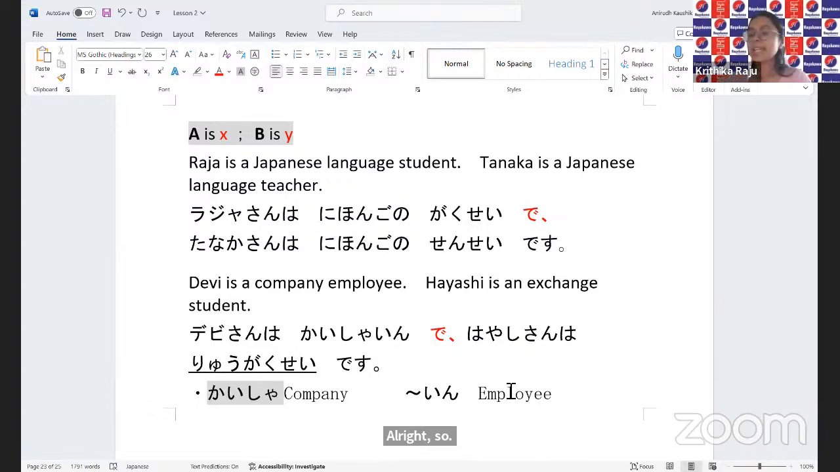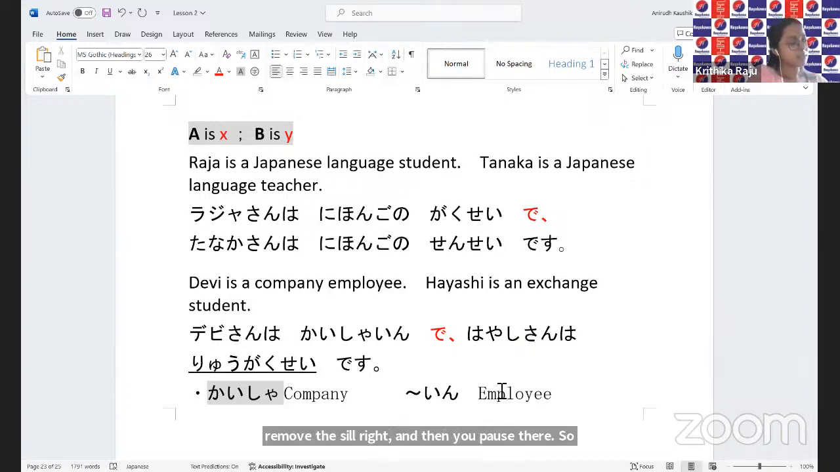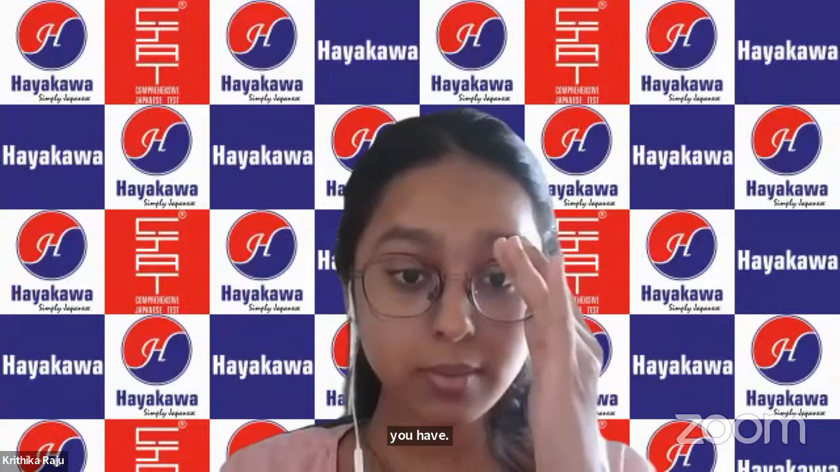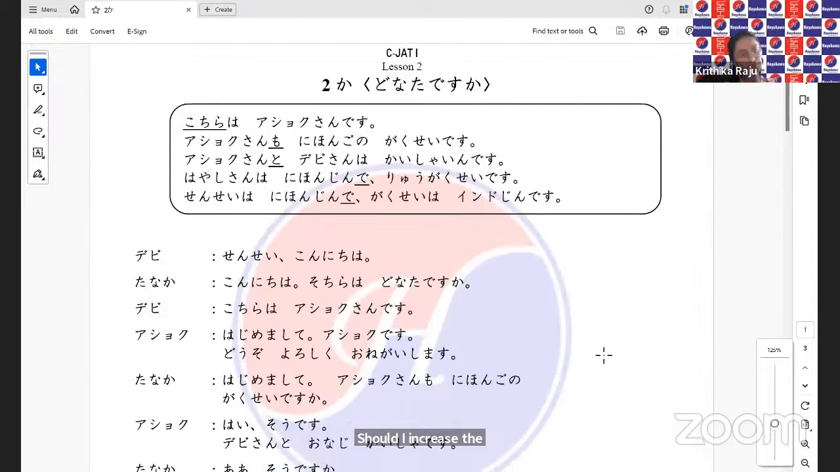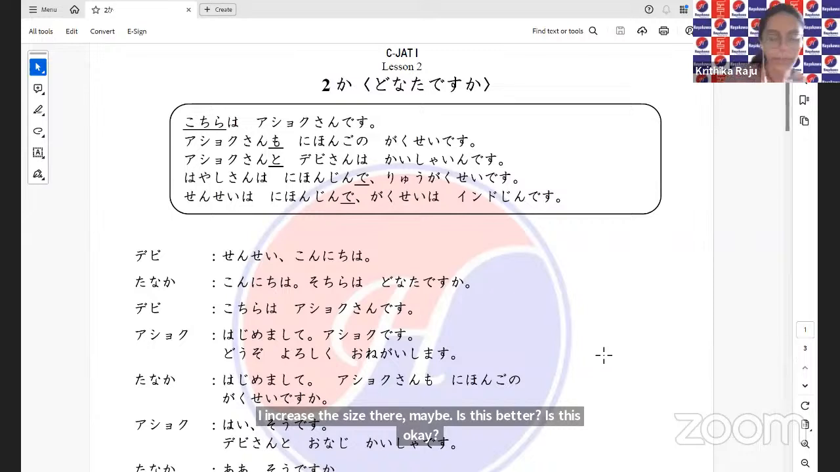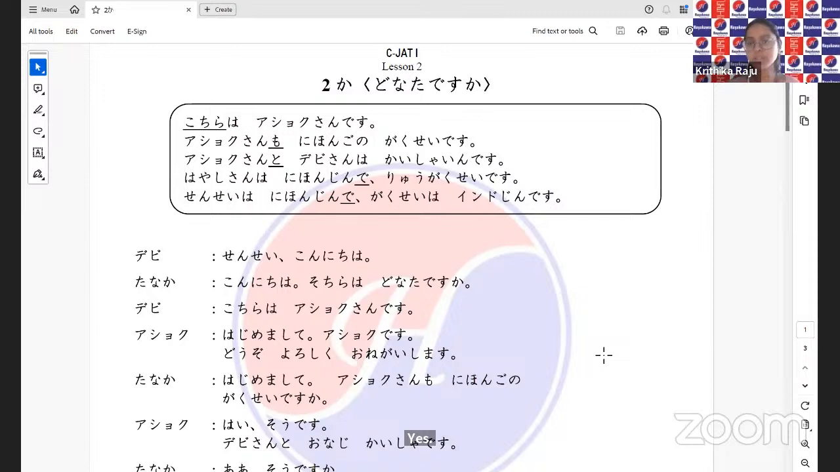Now let's quickly look at the second lesson. Can you all open your textbooks to page number 14? I'll share the PDF also. Should I increase the size? Maybe. Is this better? Is it okay? Yes. Okay. You can also look into your textbooks. This is just so all of us can follow together.